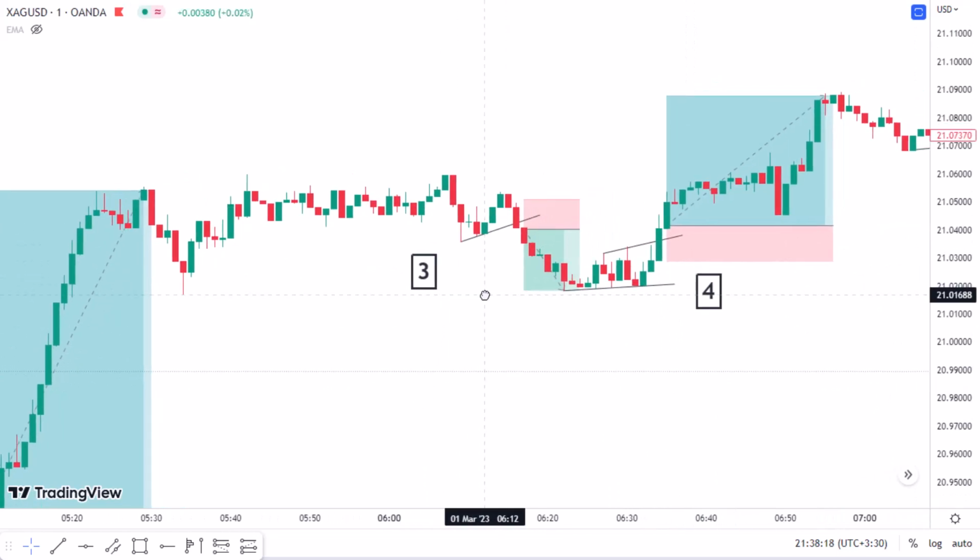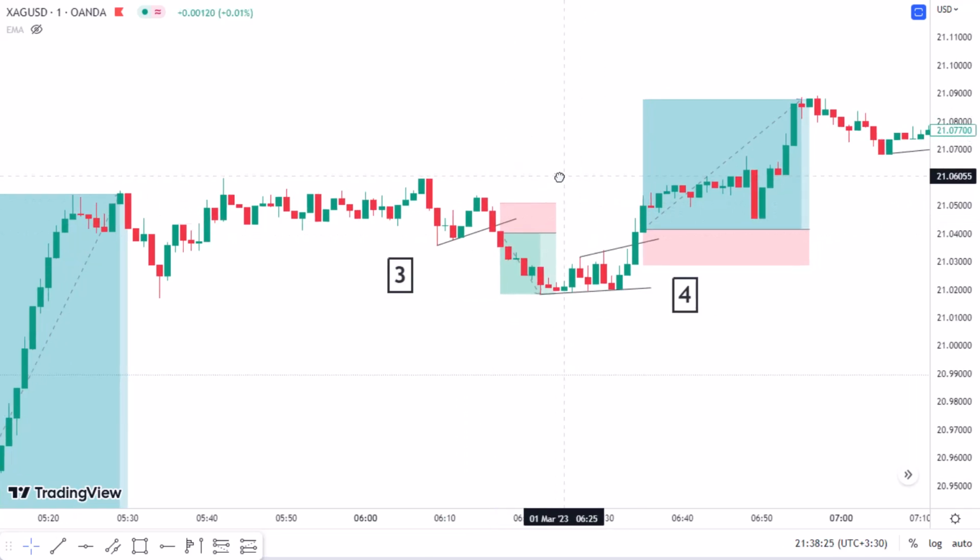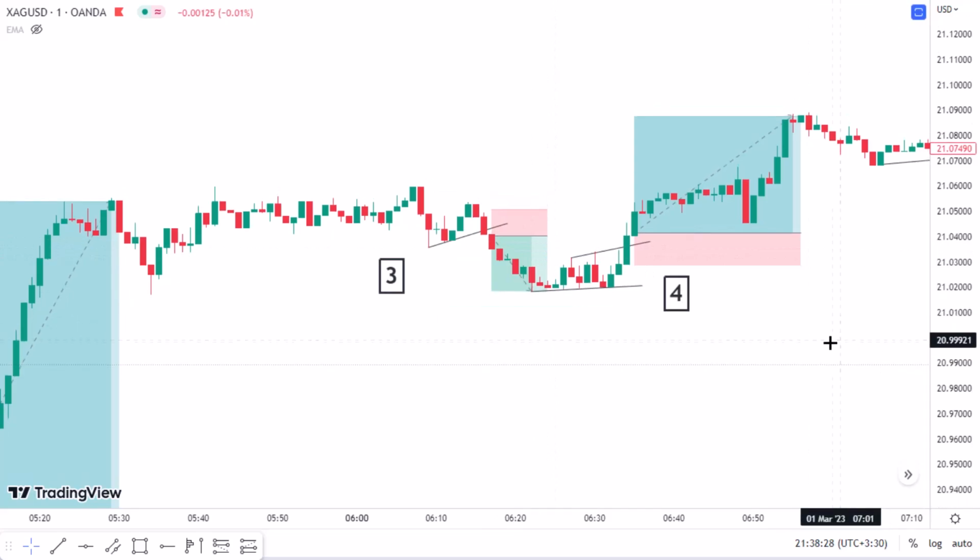On the trade 3, we have a trend line here with 3 touches here. On the first time it breaks it here, we enter a sell position, put our stop loss above the candle, and it gives us a reward of 2.